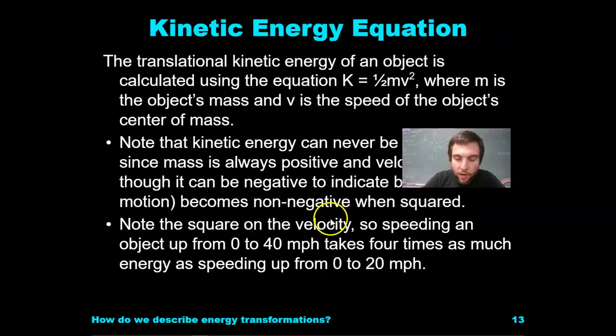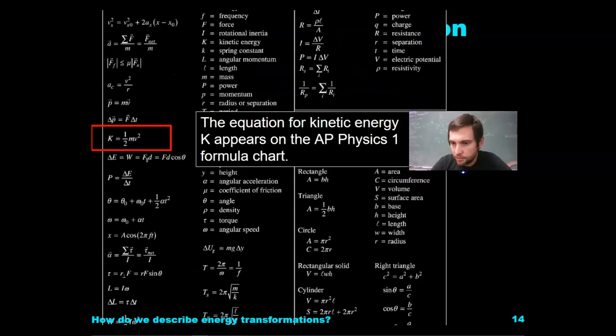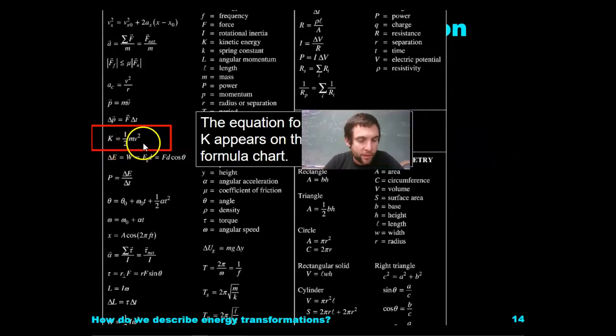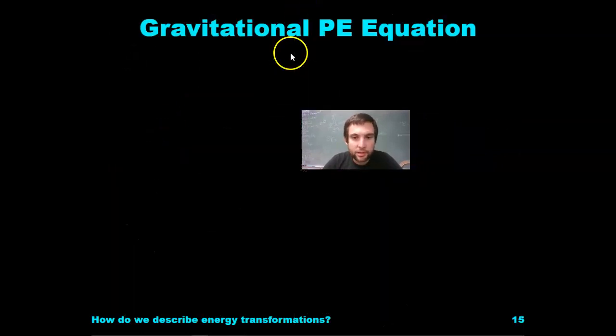So note the square on the velocity. Speeding an object up from 0 to 40 takes 4 times as much energy as going from 0 to 20. Get it? K equals 1/2 mv squared. That's what it looks like on the equation sheet.